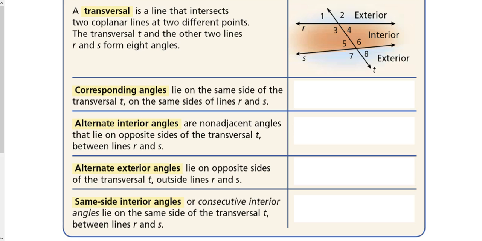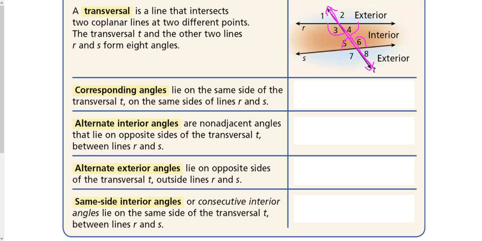A transversal is also a new term. A transversal is a line that intersects two coplanar lines. So line T here would be our transversal intersecting lines R and S. It creates both interior and exterior angles. The angles that are in between the two non-transversal lines are the interior ones, and the ones on the outside, like 1, 2, 7, and 8, are your exterior angles.